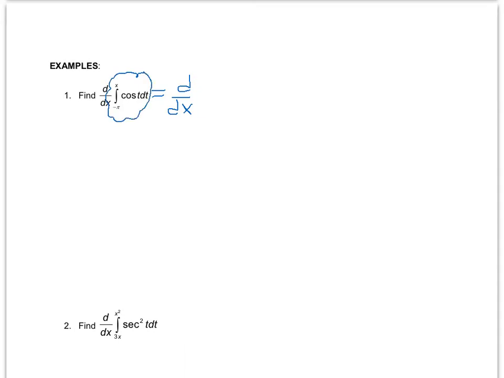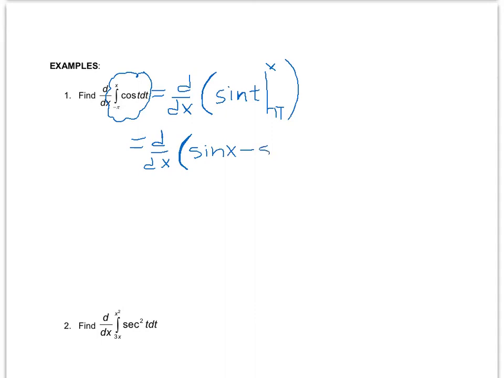Now what I'm going to do is evaluate that piece. The antiderivative of cosine of t is sine of t. And because this is a definite integral, I'm evaluating this from negative pi to x. So if I take the derivative of this definite integral, we found the antiderivative and we're going to evaluate it. We would have sine of x minus sine of negative pi. So again, we're plugging in the bounds, just like we did before.